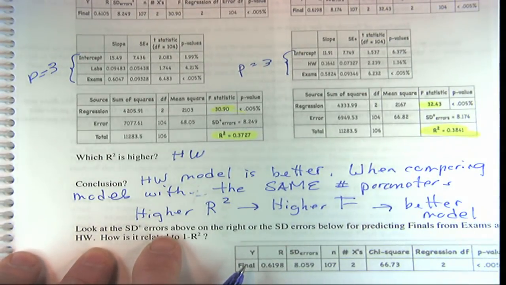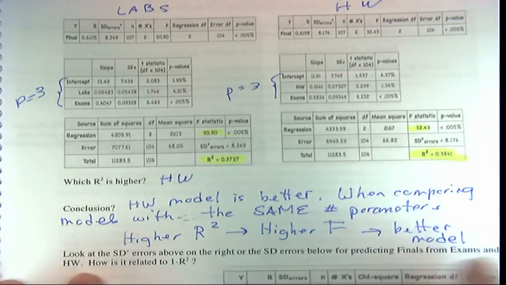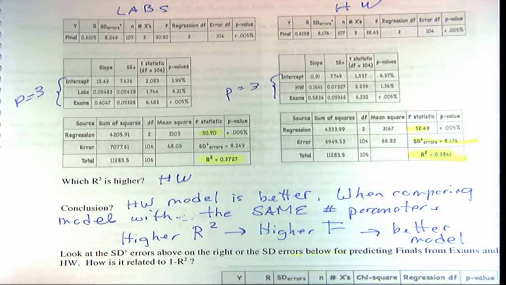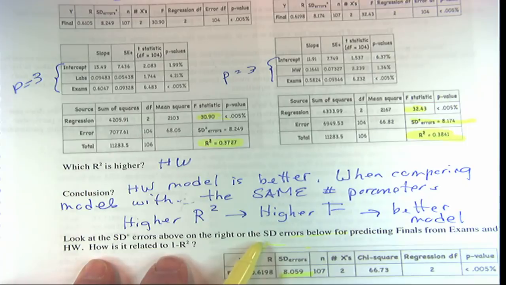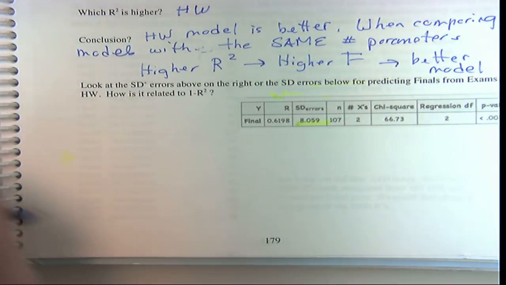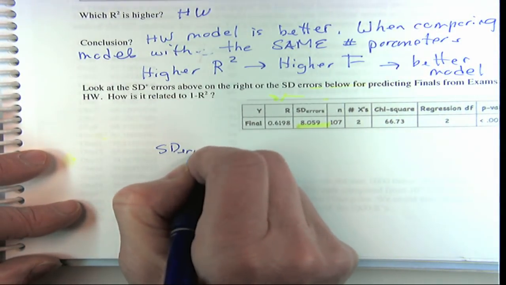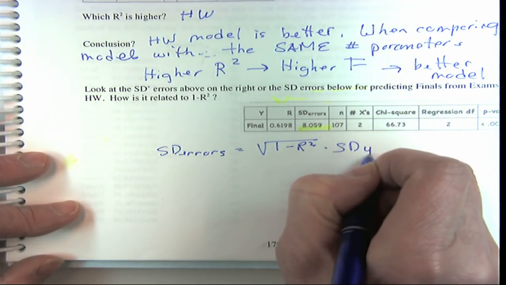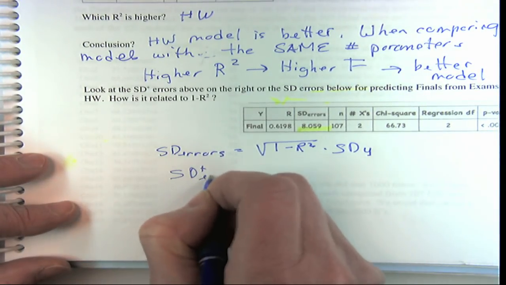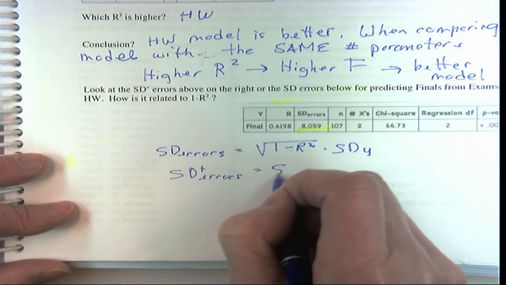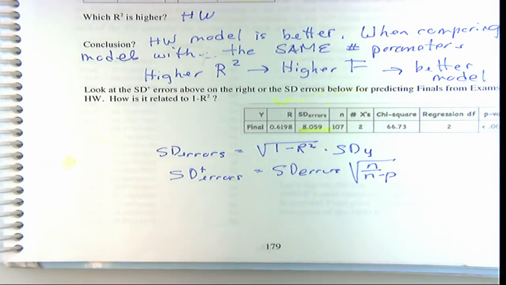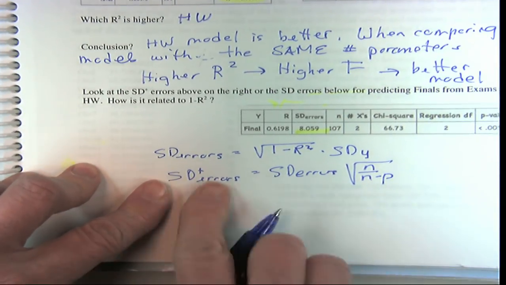Okay, look at the SD plus errors above on the right. That's right here. Let's highlight it. Or the SD errors, where are they? Right here. Below for predicting finals for exams. How is it related to 1 minus R squared? We've been talking about this a lot, remember? So the SD errors are equal to the square root of 1 minus R squared times the standard deviation of the y's. And what's the SD plus errors? They're just going to be equal to the standard deviation of the errors times the square root of n over n minus p. You're just going to do that adjustment here. Okay, so they're just bigger, slightly.